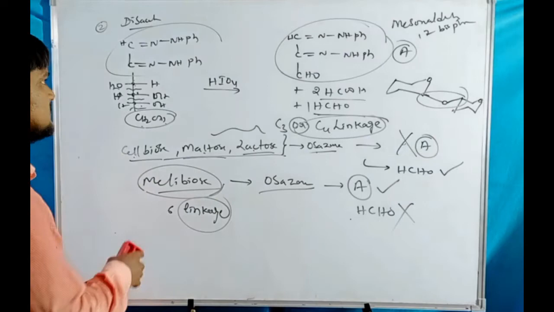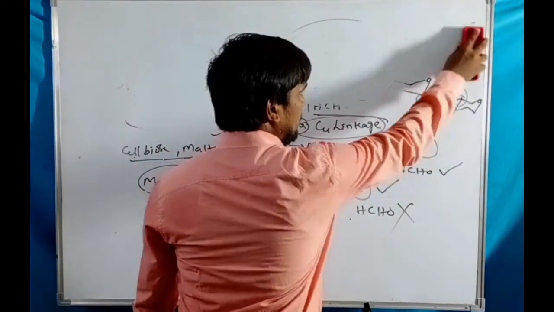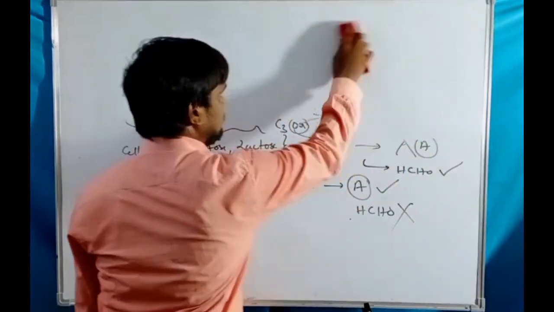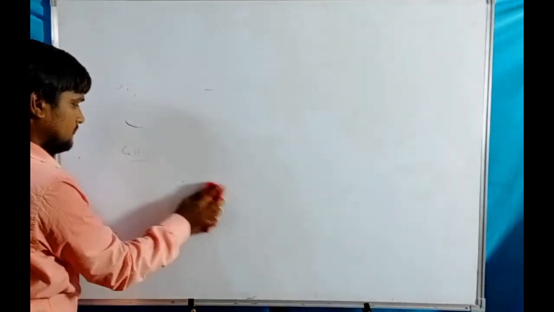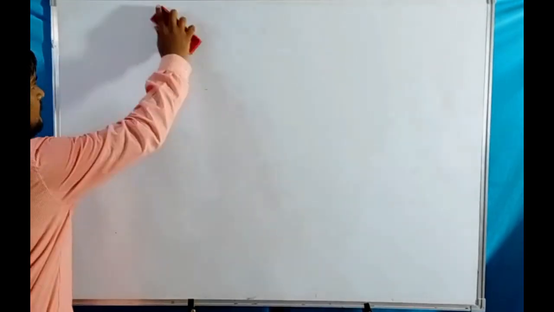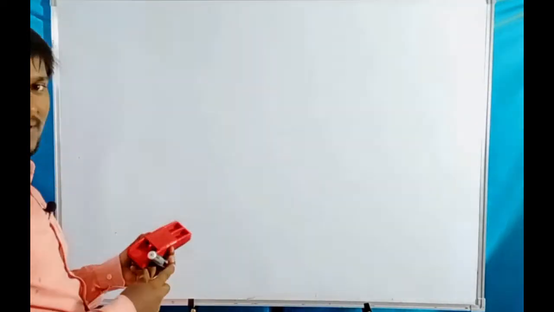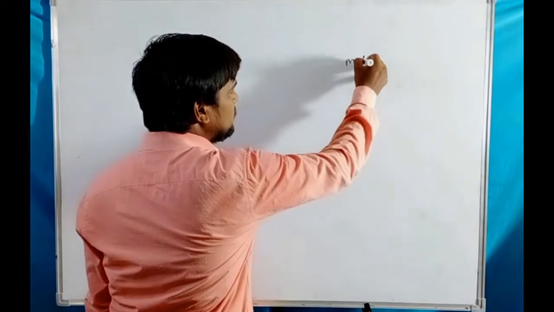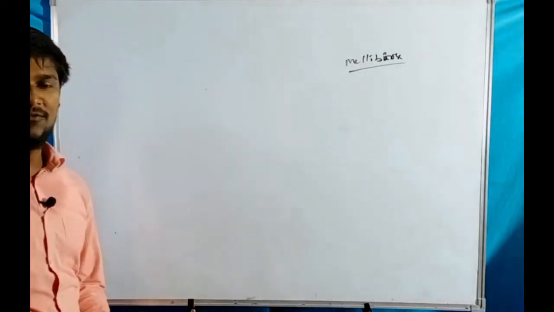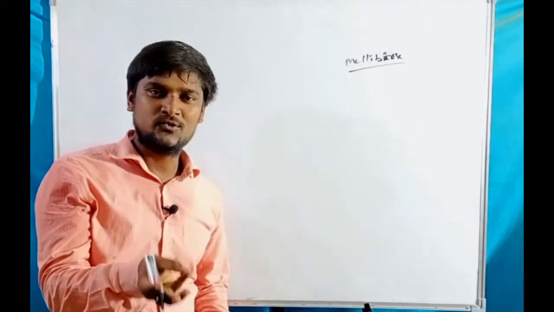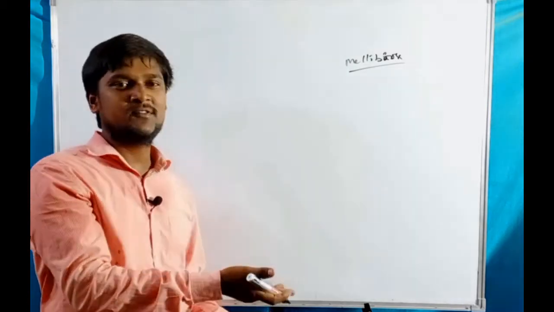HIO4 reaction. Now let us discuss the final thing of the HIO4. I think this is very important. Okay, before going to the final application, let us discuss the melibiose structure. So now melibiose details. Melibiose is another disaccharide. We are discussing the four disaccharides: sucrose, maltose, cellulose, and lactose. Now this is the fifth disaccharide.